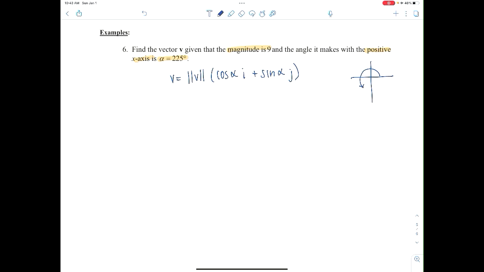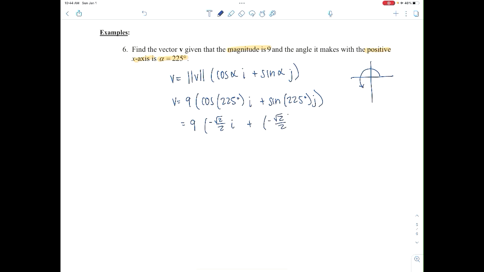All right, our magnitude is 9, and our angle, or our alpha, is 225 degrees. So we'll plug everything in that we know. Now, what is the cosine at 225 degrees? Well, that's negative root 2 over 2. And then what is sine at 225 degrees? That's also negative root 2 over 2.